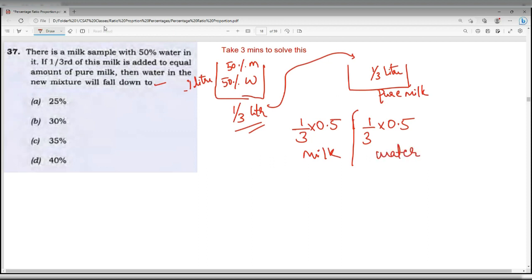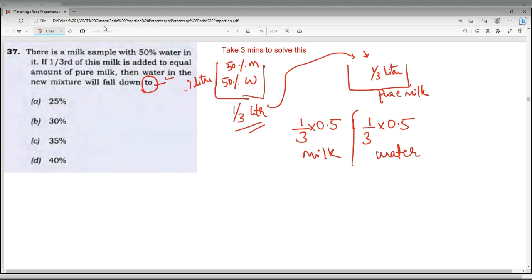And this we'll add to this, and then they are asking what is the final concentration of the water in the new mixture. See, they have asked what the water in the new mixture will fall down to. So fall down by and fall down to are two different things.